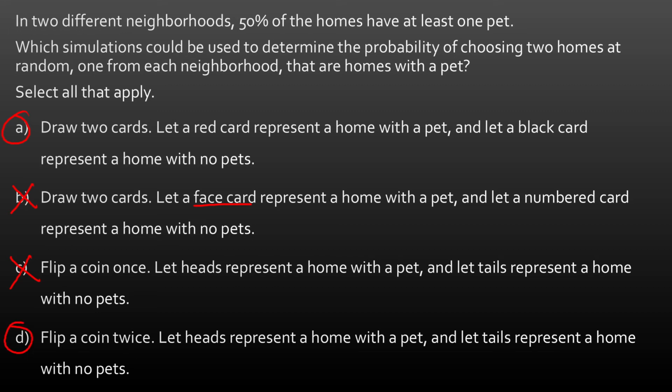And D here would work because I'm flipping a coin twice, right? So when I flip a coin, I have a 50-50 chance, and that matches the probability that I'm given in my problem.